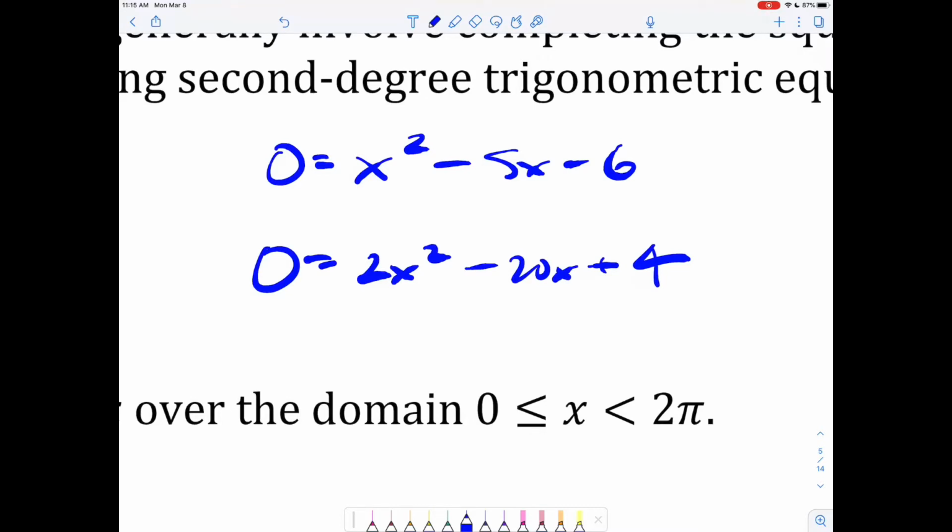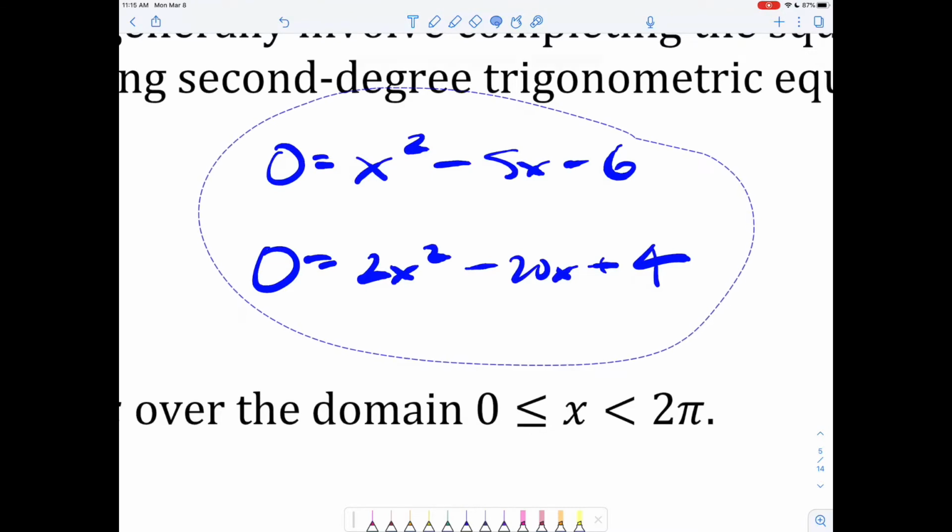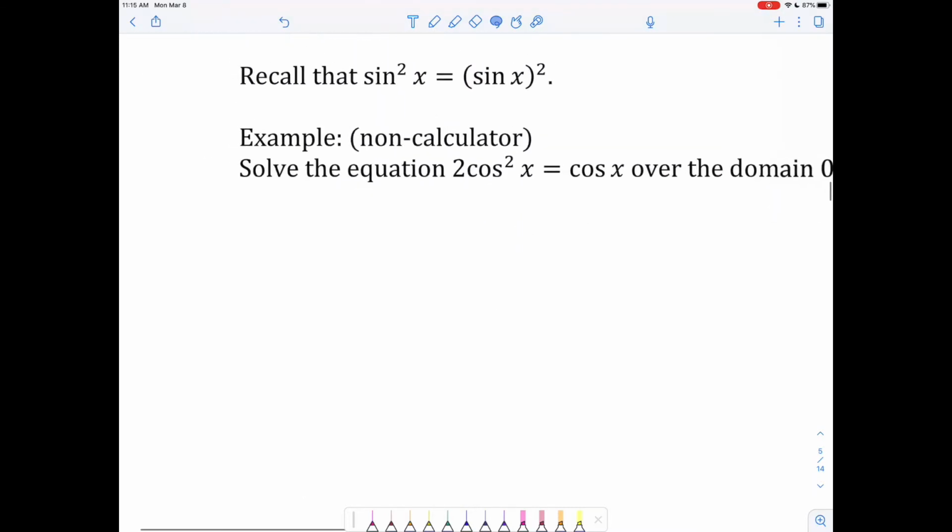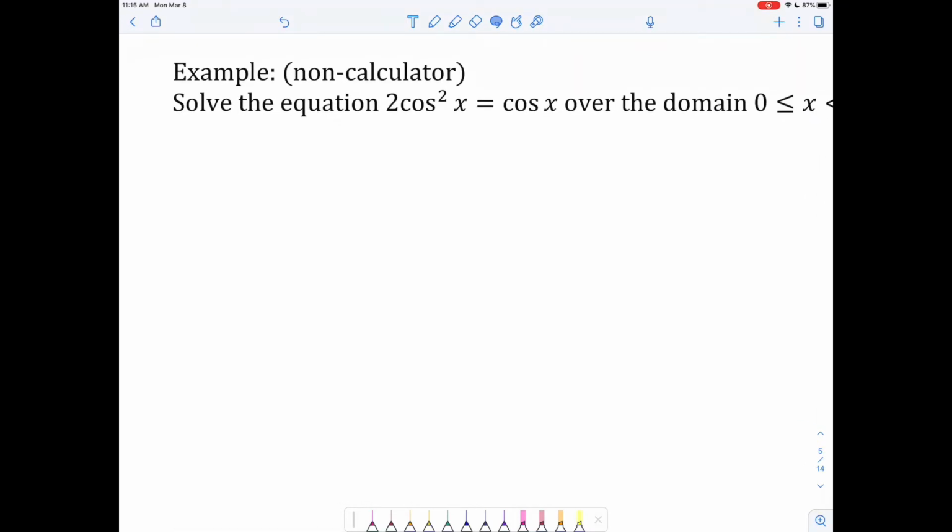And if I can't factor that, I'm going to have to use, well, I could complete the square, but I've got better things to do. I'm probably going to use the quadratic formula. So those are the main two options. I'm going to factor, and if I can't, I'm going to use the quadratic formula. I'm going to do the same thing with these second degree trig equations. My first go-to will be like factoring after I get everything to one side. And if that doesn't work, quad formula, here we go. This one's a non-calculator one, so my hope is that it works out to something I don't have to use the quadratic formula for.